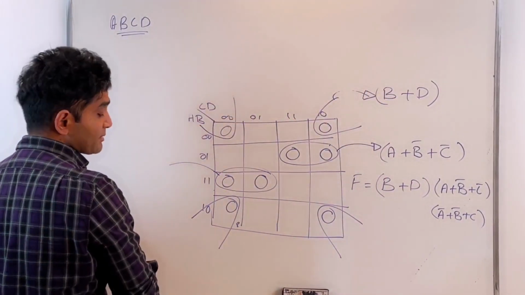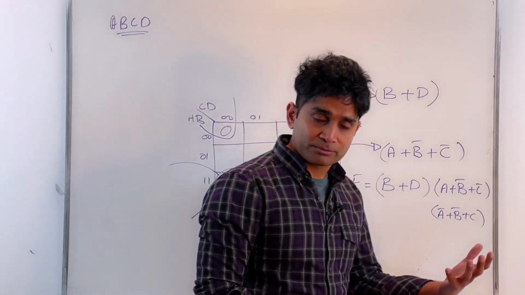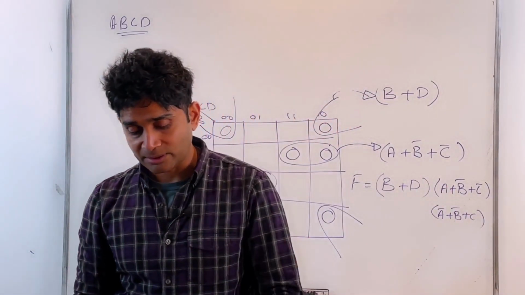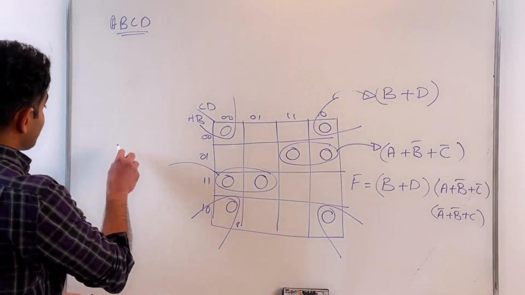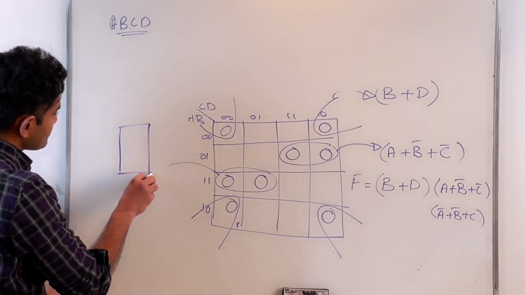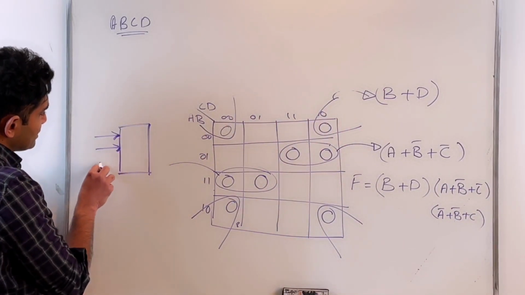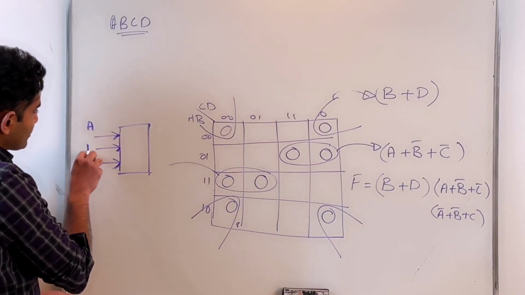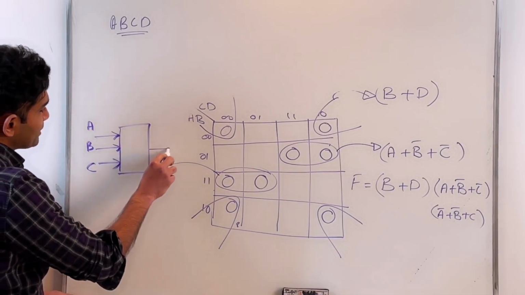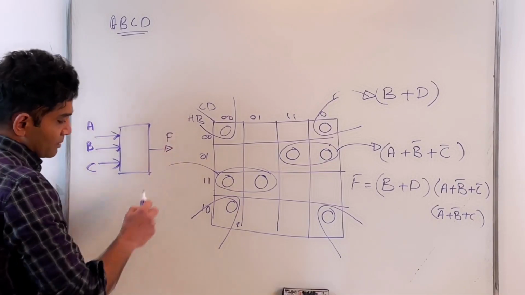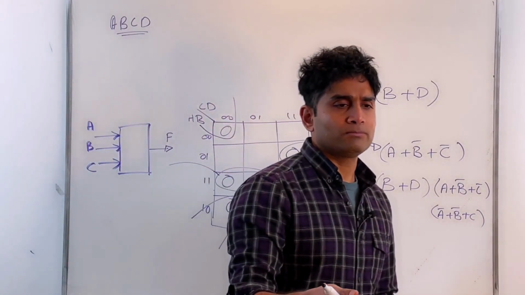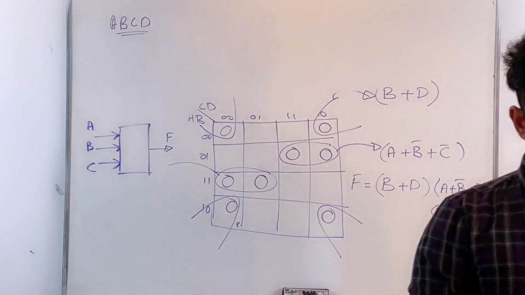All right, that means I have 8 different combinations of the inputs, right? 3 inputs, A, B, C. Let's say these are the variables. I have 8 different combinations for the inputs, but I see that for some combinations of these inputs, my output doesn't matter. I don't care if the output is 1 or 0. Output really doesn't matter.